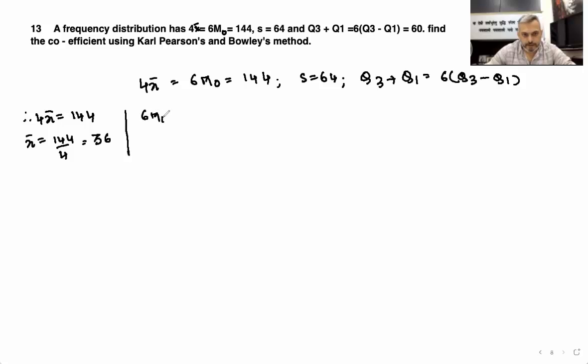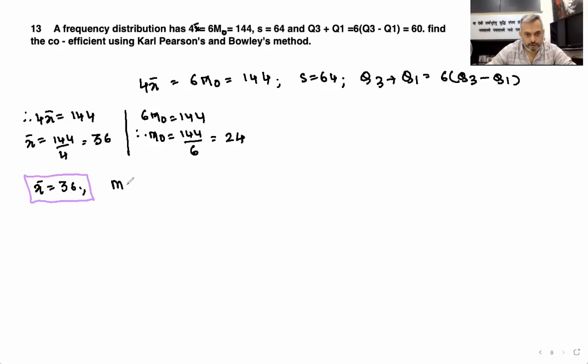Then 6 mode is equal to 144. Therefore, mode is equal to 144 by 6. Mode is equal to 24. So now we have mean, we have mode. So mean is equal to 36 and mode is equal to 24.